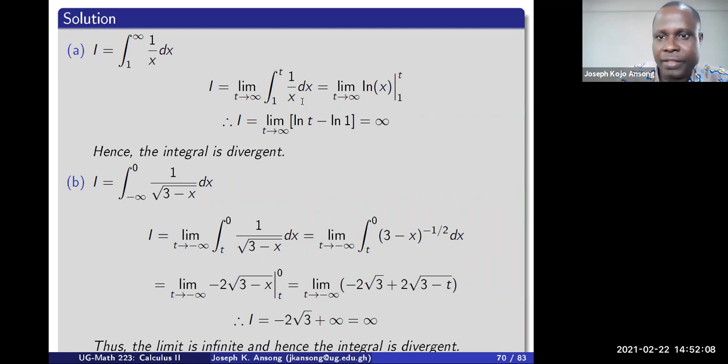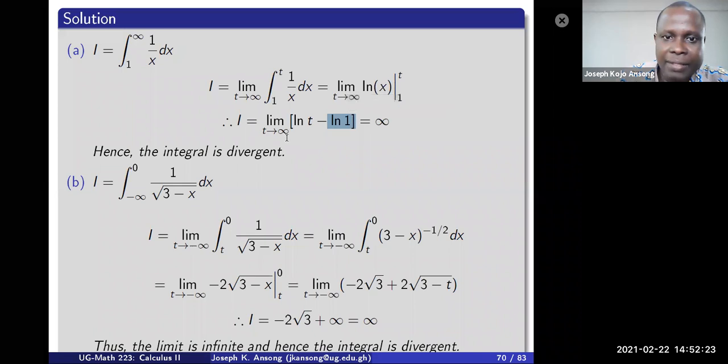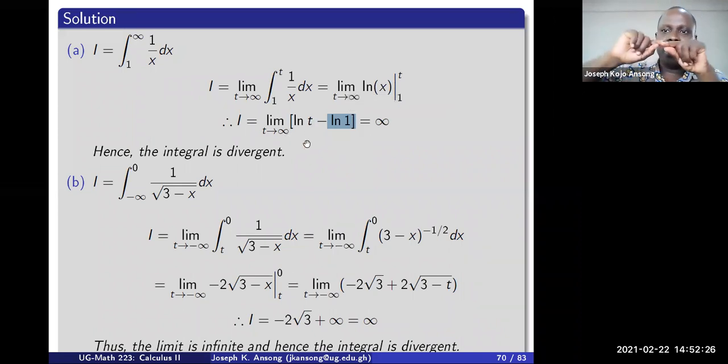If you integrate 1 over x, it's just ln x, right? So this is limit as t goes to infinity of ln x from 1 to t. If you plug in your limits, you end up with this expression. Okay, ln 1 is 0. So this guy goes to 0. That's fine. But the limit as t goes to infinity of ln t, if you remember the graph of ln, it keeps going like this, right? And so as t goes to infinity, ln t goes to infinity, which implies that this integral is divergent. Okay? Is divergent. So you cannot find a number representing the area, if you like.